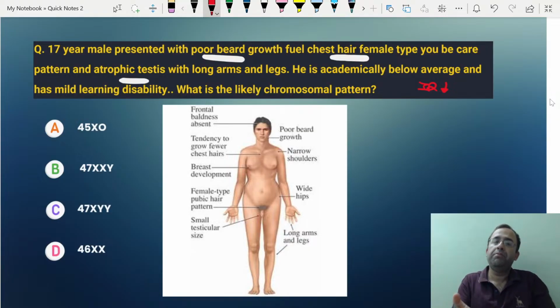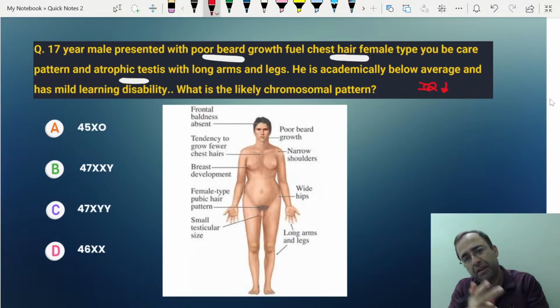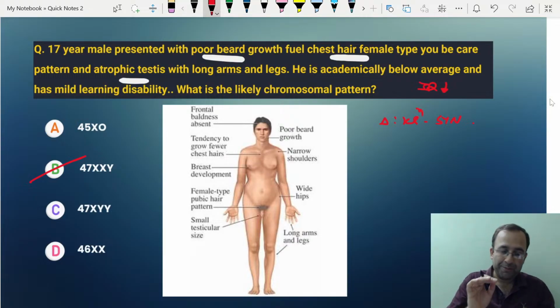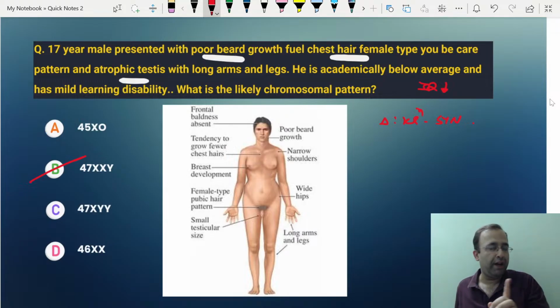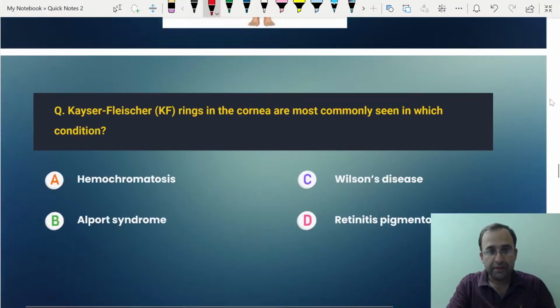Last time's FMG PYQ was a couple trying to conceive for the past 5 years. On examination, the female is normal, but the male has similar features. It was a case of Klinefelter syndrome, that is 47XXY. Again, the options were tricky. I hope you did not mark it as 47XYY. No, 47XXY, that is Klinefelter syndrome. Next question.